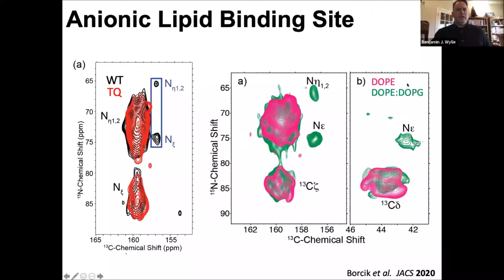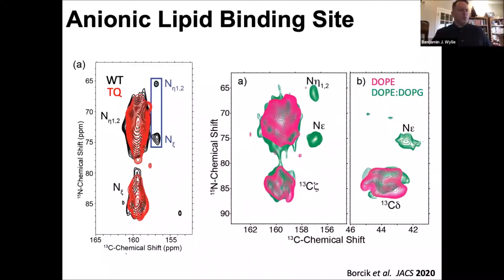And you can see then in zwitterionic bilayers, for the wild type, we see almost exactly the same signal that we do for the mutant. So it does appear that these are the arginines that are, in fact, mutating those arginines away. It does appear that those are the ones that are binding phosphates.